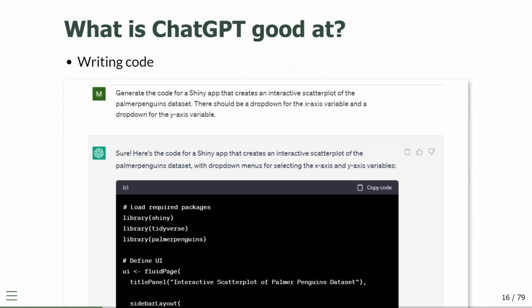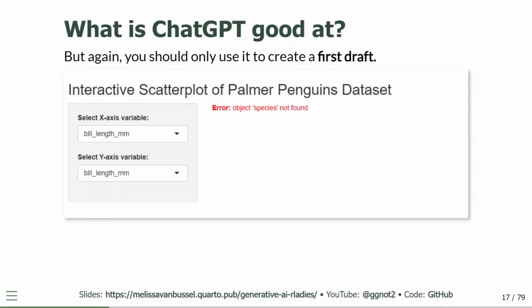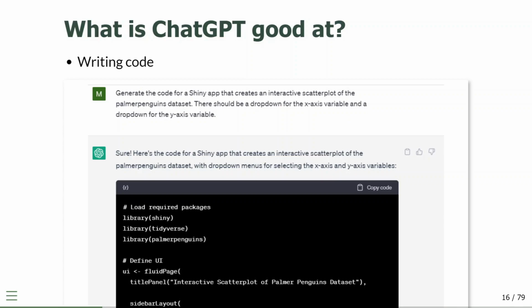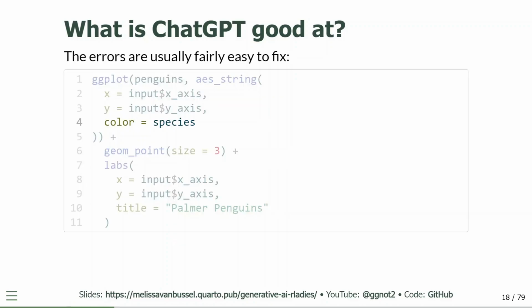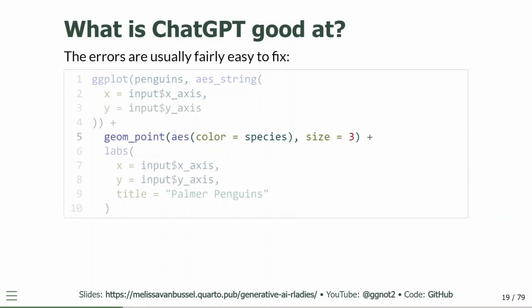I went ahead and copied and pasted that code directly into an R script, but unfortunately, just like with the creative writing, when you're using ChatGPT to write code for you, it really should only be used as a first draft. So the first draft that it gave me here was a good start, but there was actually an error in that code. Now, usually when this happens, the errors are fairly easy to fix, and in this case specifically, it was actually only just one line of code that needed to be modified.